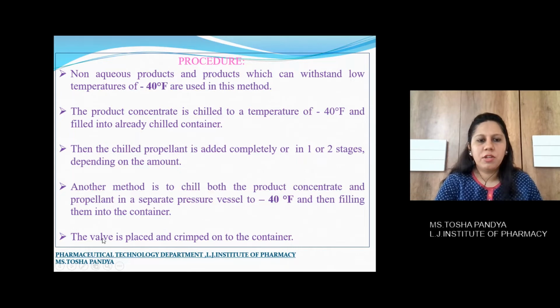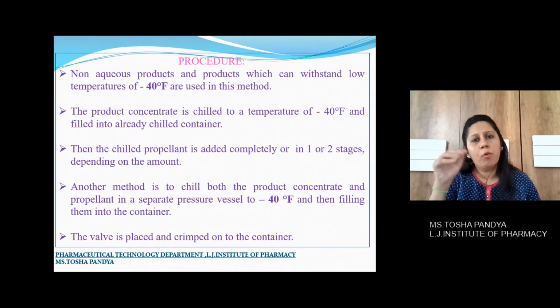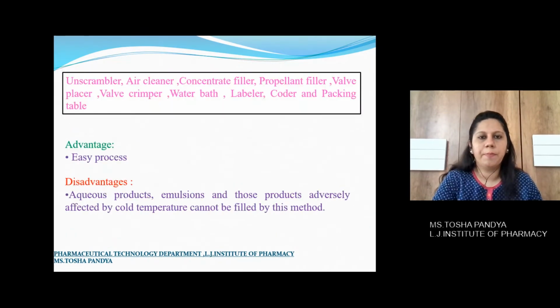Now this is the major change between the pressure filling and the cold filling process. In the pressure filling process, you are first filling the product concentrate, fitting the valve and then adding the propellant, whereas here you are filling both the product concentrate and propellant first and then the valve is fitted. Okay, so here the arrangement of components is almost similar, only the changes here. Here you have first the concentrate filler, then the propellant filler and the valve placer, whereas in the pressure filling you had the valve placer in between the concentrate filler and the propellant filler.